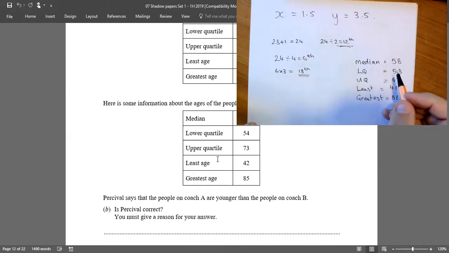The minimum age for coach B is 42 compared to a minimum age of 41. The greatest age for coach B is 85 compared to the greatest age of 81. So this would imply to me, because the minimum age is lower, the greatest age is lower, but the median is considerably lower, then yes, Percival is correct.